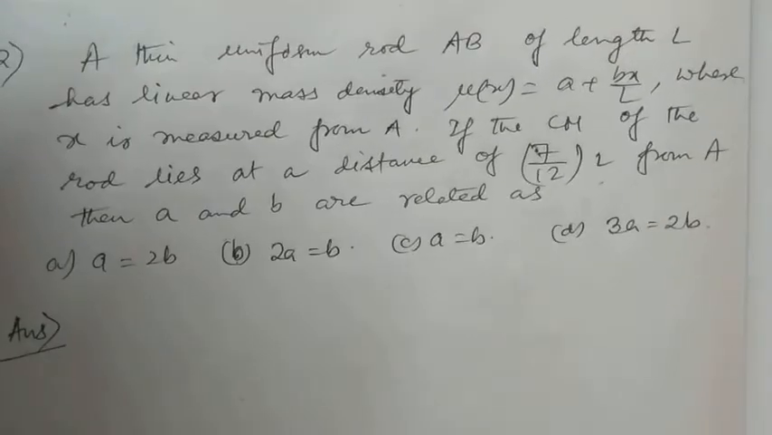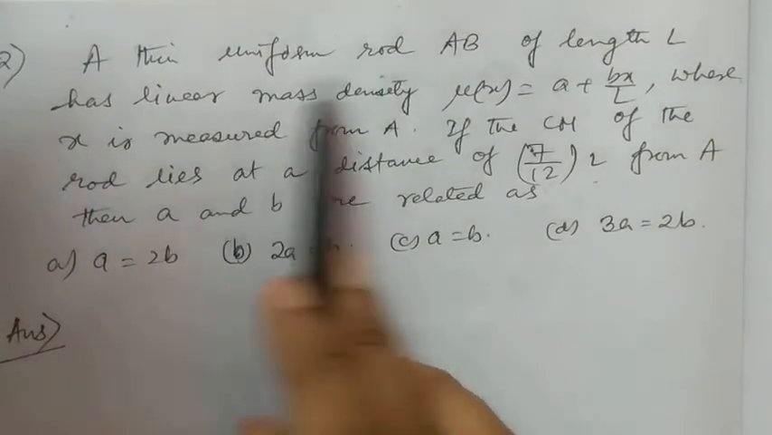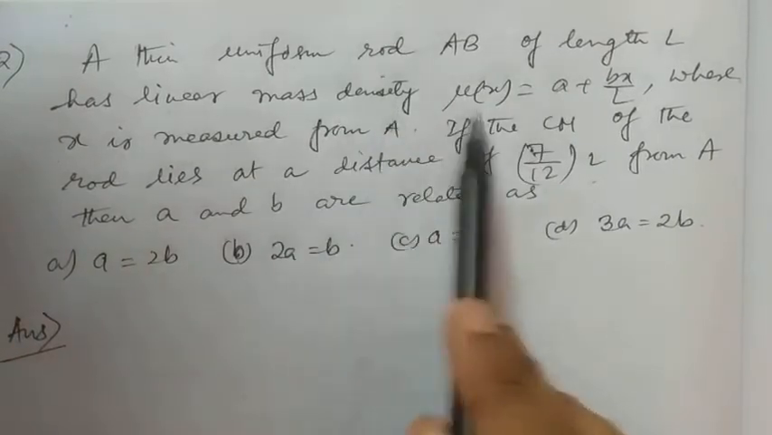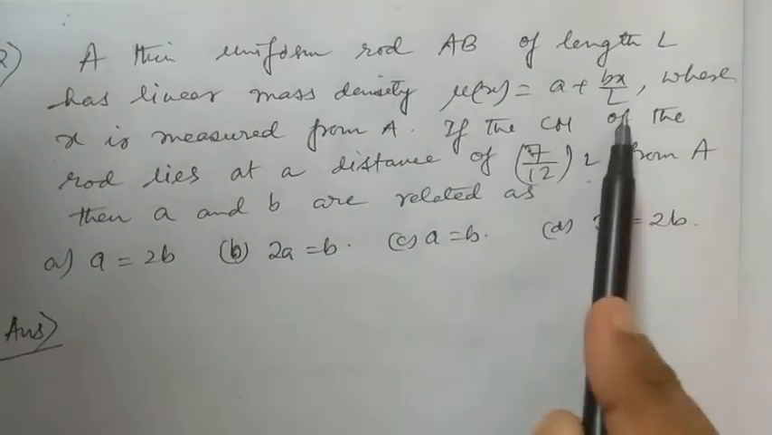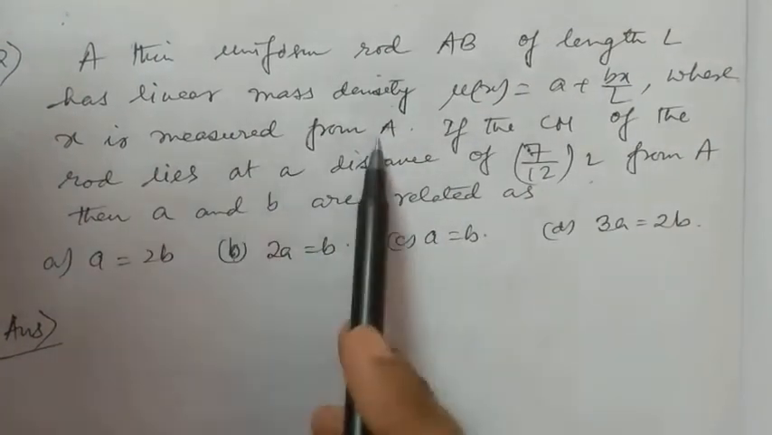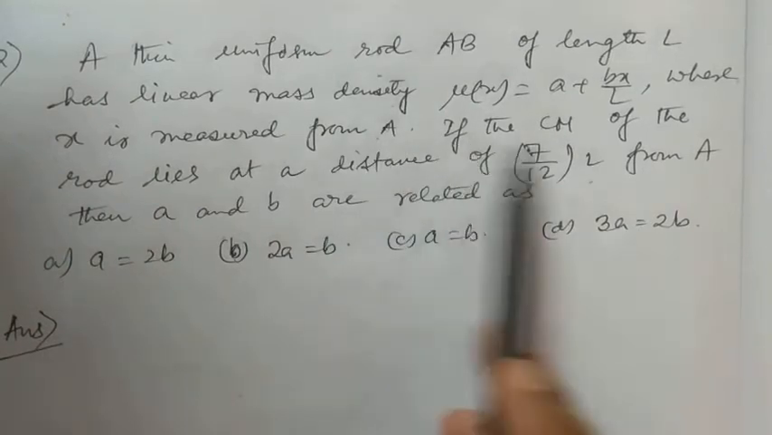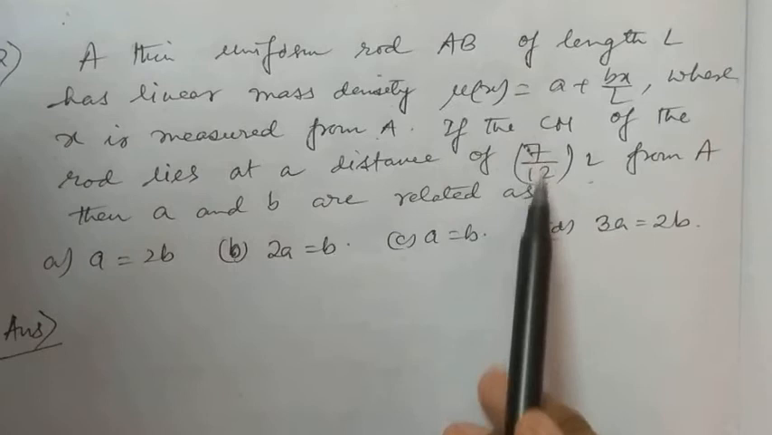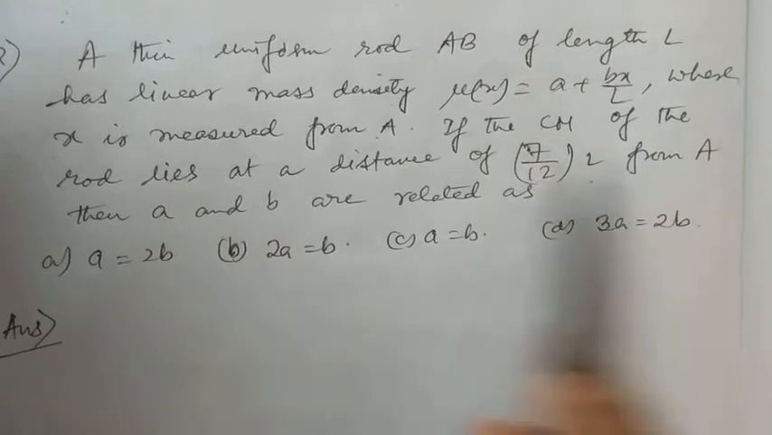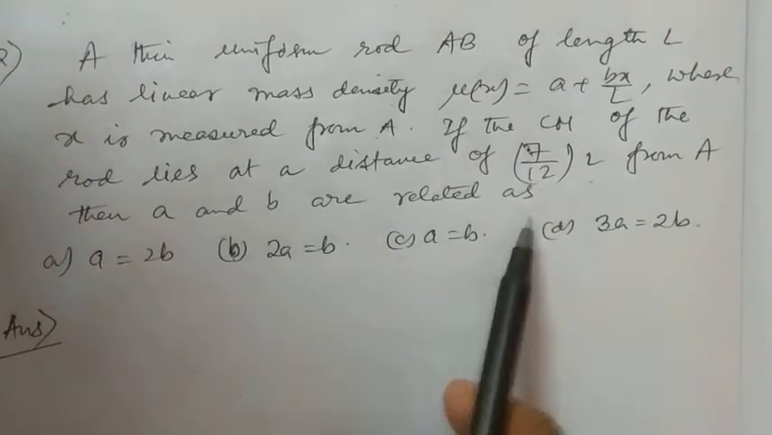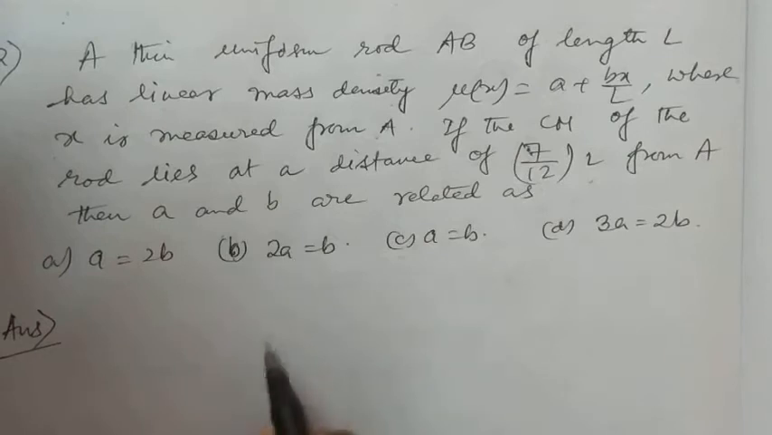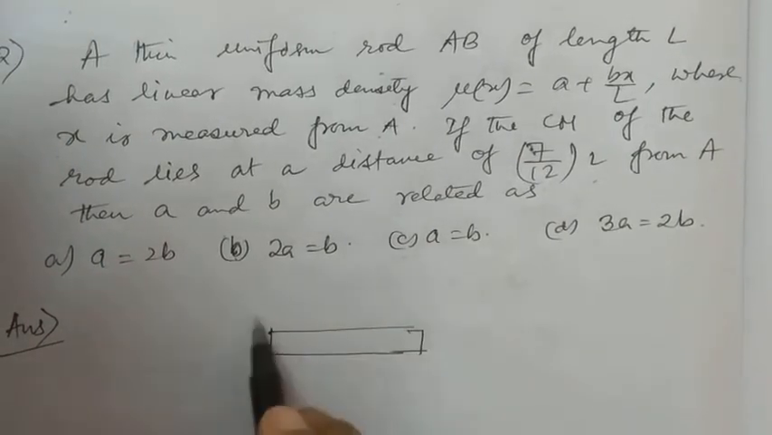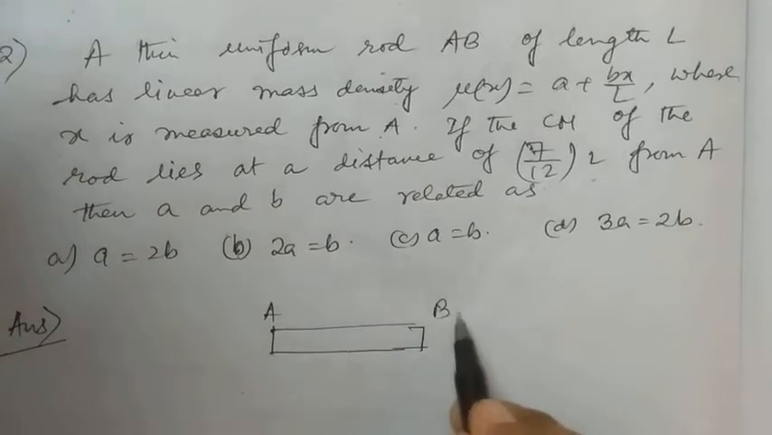Now problem number 2. A thin uniform rod AB of length L has a linear mass density mu x equal to a plus bx by L, where x is measured from A. If the center of mass of the rod lies at a distance of 7 by 12 L from A, then a and b are related as. Now this is an easy problem. We take the rod AB, this is point A, point B.